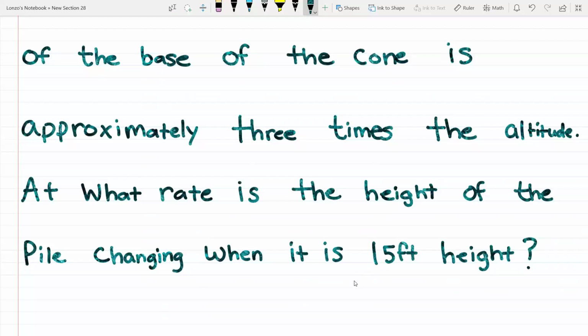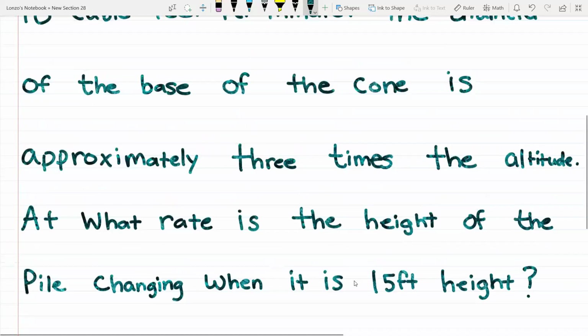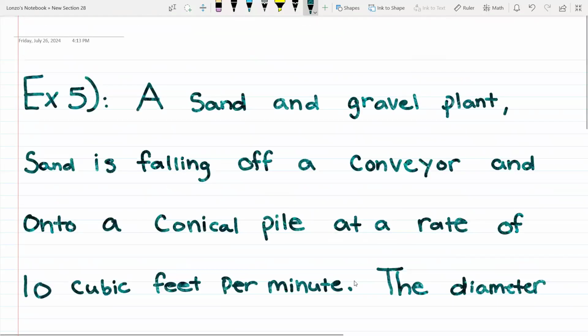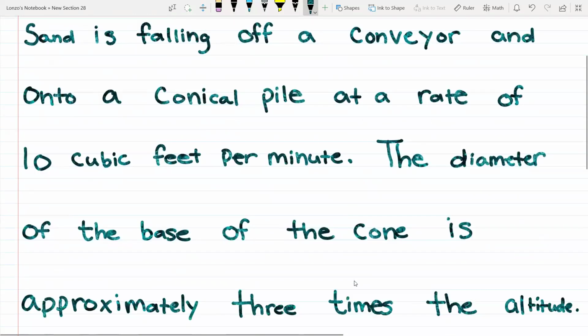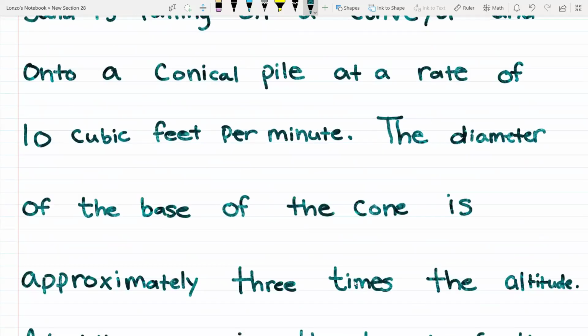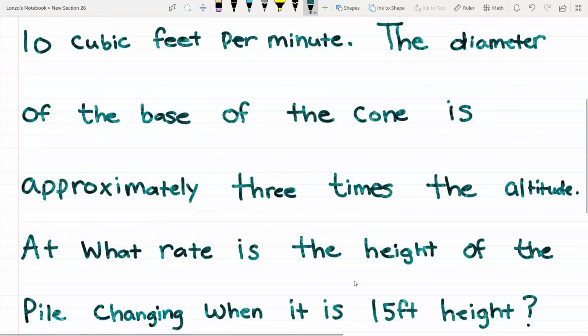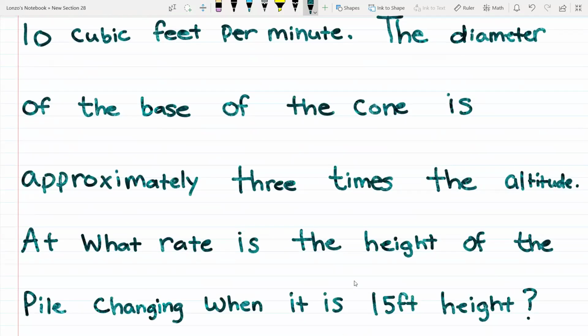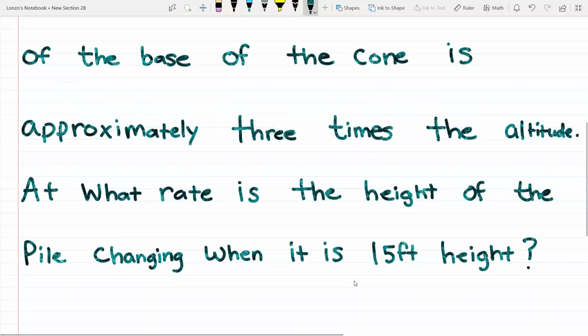In this video, I will do example 5 of a related rate word problem. In example 5, at a sand and gravel plant, sand is falling off a conveyor and onto a conical pile at a rate of 10 cubic feet per minute. The diameter of the base of the cone is approximately 3 times the altitude. At what rate is the height of the pile changing when it is 15 feet high?